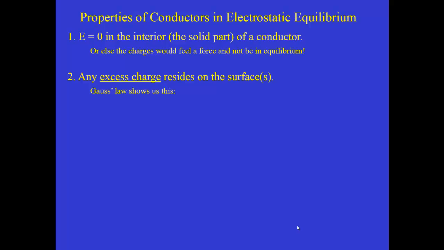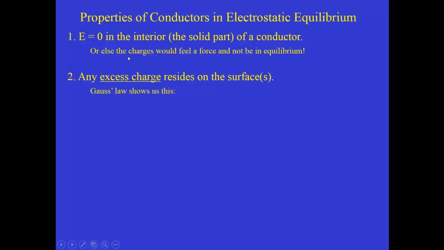Well, if you have a conductor, it's got free electrons in it. The electrons are charged particles. So if there were an electric field inside the sample where the electrons are free to move, then those electrons would feel a force, and they would not be in equilibrium. So we have the situation, assuming that you can have an equilibrium configuration. That equilibrium configuration must be characterized by having a zero electric field in the interior of the conductor, in the solid part.